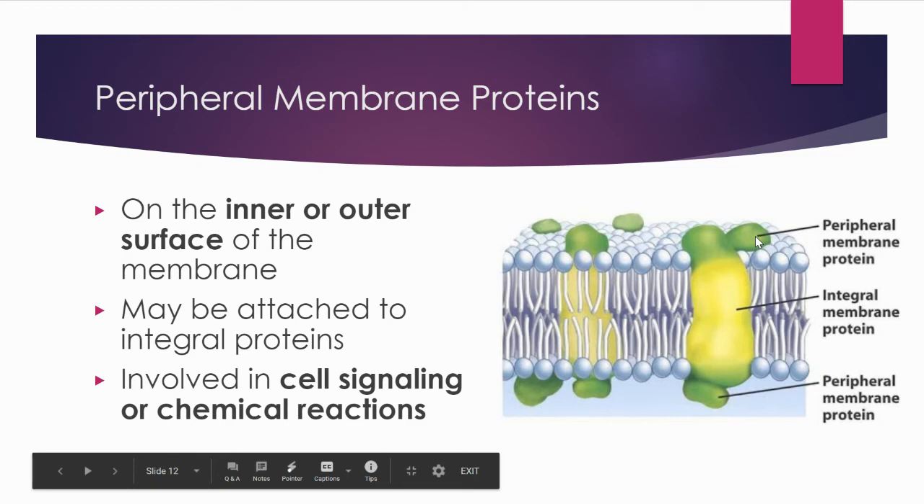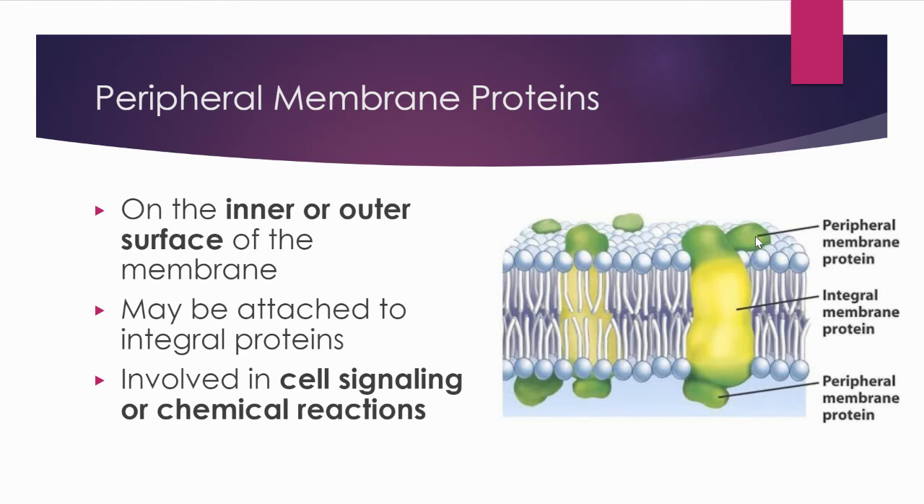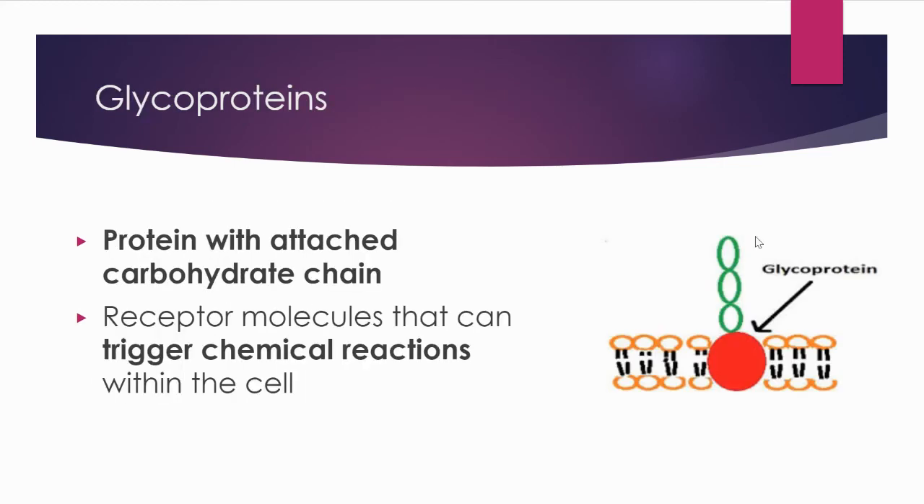So peripheral is slightly on the outside or on the inside. If you think about that, your peripheral vision is being able to see something that's kind of on the outside of your vision area. And so peripheral proteins are on the outside and possibly on the inside of the cell membrane.